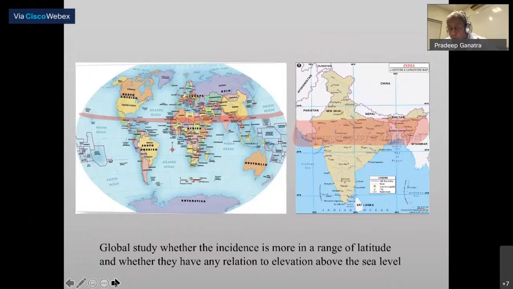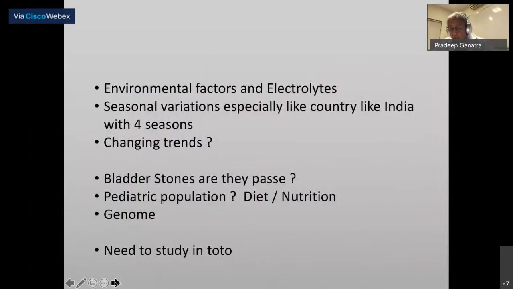Latitude being between 21 and 25 degrees north in our batch of study would be of interest if found across the globe. Therefore, in order to achieve more and more information, environment and electrolytes should be attempted to see whether there is any relationship. In a country like India where 4 seasons are seen, it would be very informative to see if there is any change because of this variation.